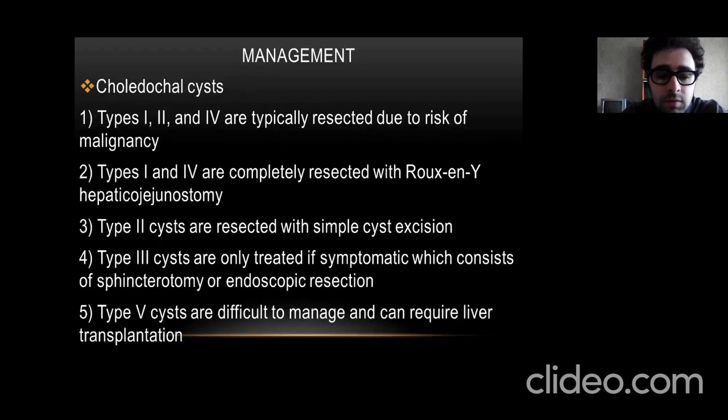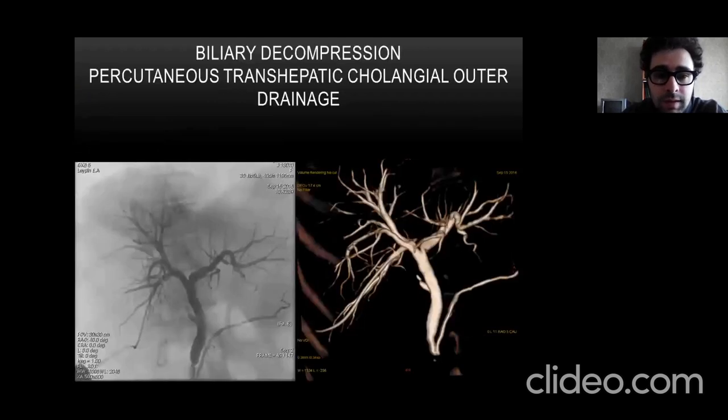Choledochal cysts, different types of choledochal cysts. You should simply know that choledochal cyst, this is a benign disease, a congenital disease with different types. You should make hepaticojejunostomy with resection of these sites.